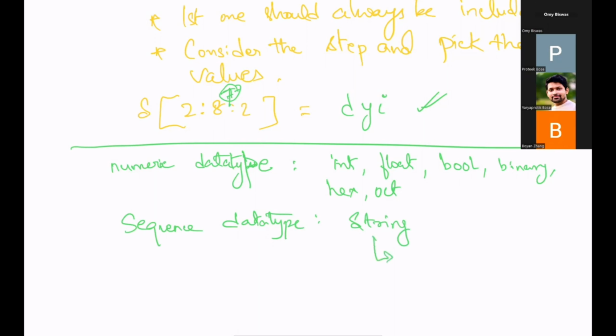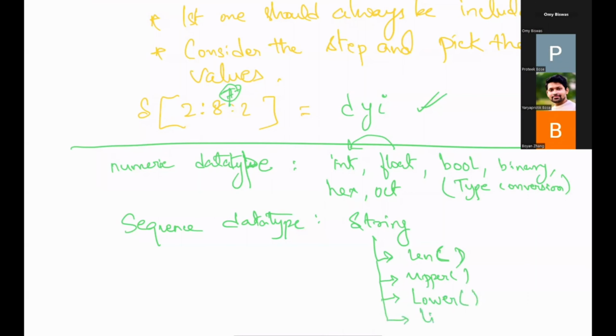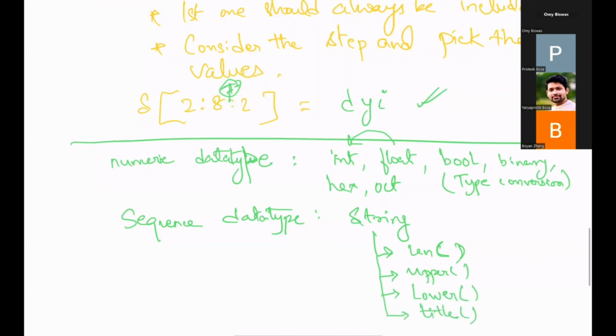In string, we have learned how to find the length with the length function. Here we have learned about type conversion, where we can convert one type to another, float to int. Then in string, we have learned about the length function. Then upper to convert into capital case, uppercase. Then lowercase for small letters. Then we have title. There are different functions that we have gone through.